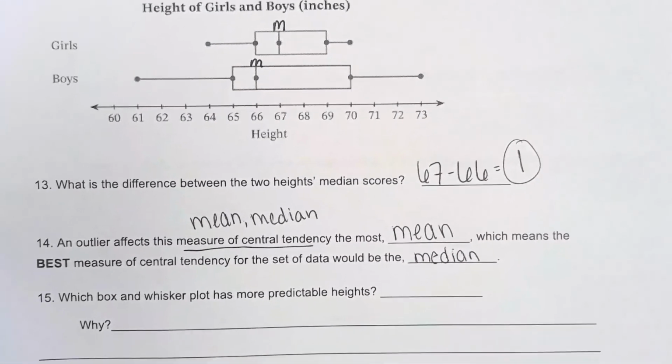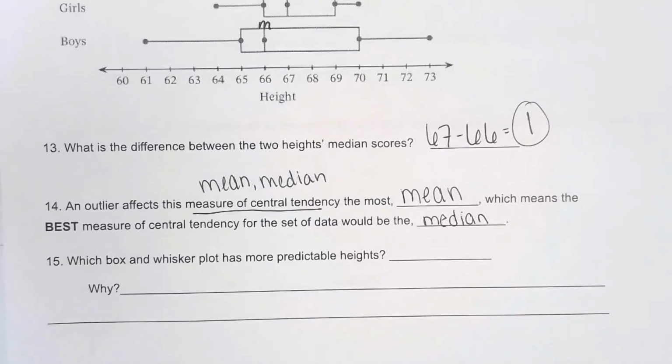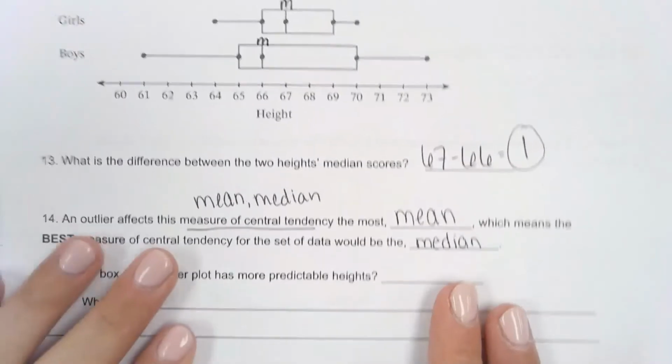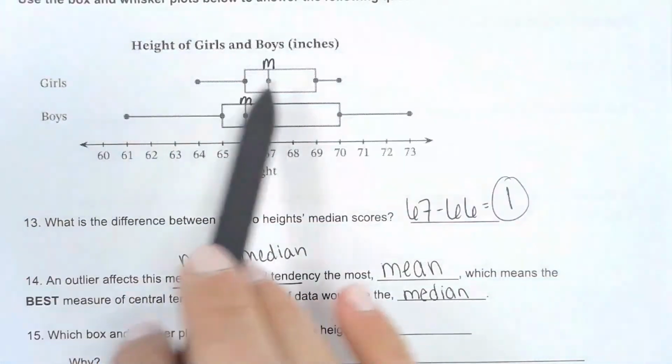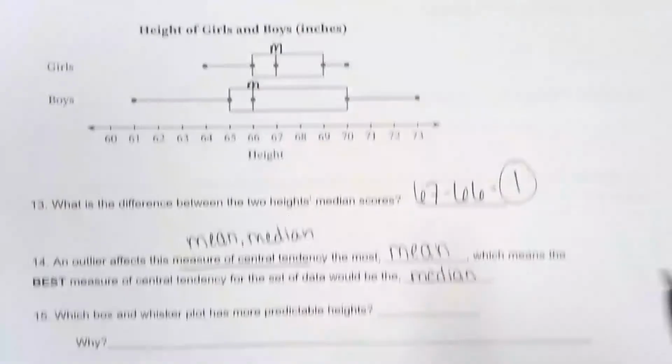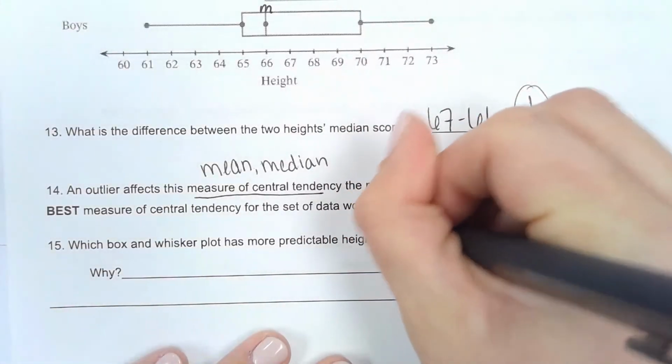Okay, all right, and then number 15, which box and whisker plot has more predictable heights? So remember, more predictable heights, you're looking for the smaller box. So which one has the smaller box? Well, the girls have the smaller box. So they have more predictable heights.